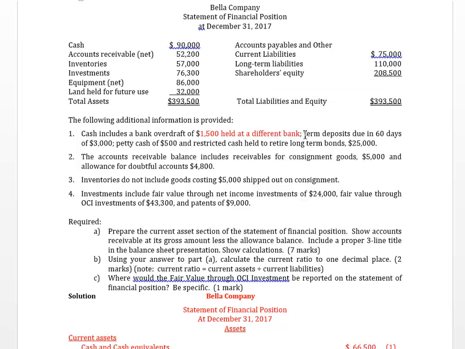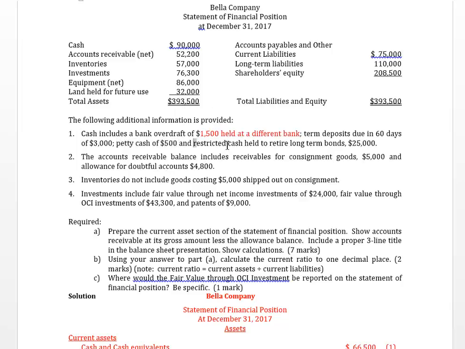The other thing many students missed is that you had a term deposit due in 60 days. Well, that's a cash equivalent. So it's not in the cash account per se, but you would have needed to remember to either set up a cash equivalent account in your current asset section or in the first line of the current asset section, refer to the cash account as specifically cash and cash equivalents, right? So you include the cash equivalents in there. And we also know petty cash is always part of cash.